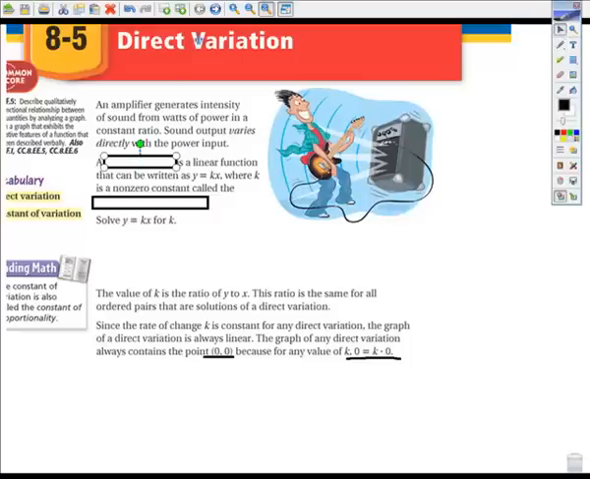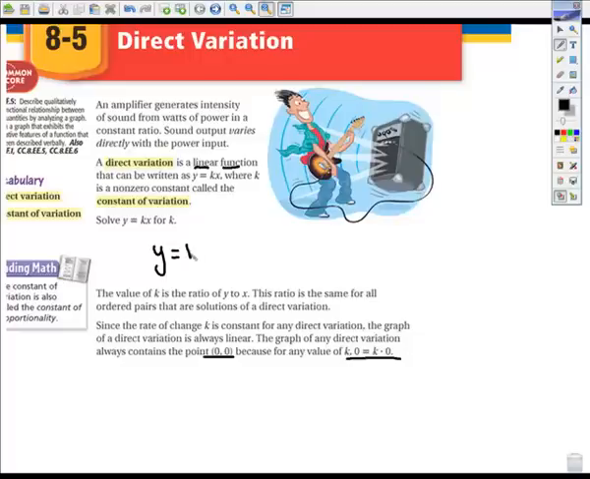A direct variation is a linear function, so we're going to have a line here, that can be written as y equals kx. K is a non-zero constant, so k is a number, it can't be zero, and it's called the constant of variation. Here they want us to take this equation, y equals kx, and solve it for k.